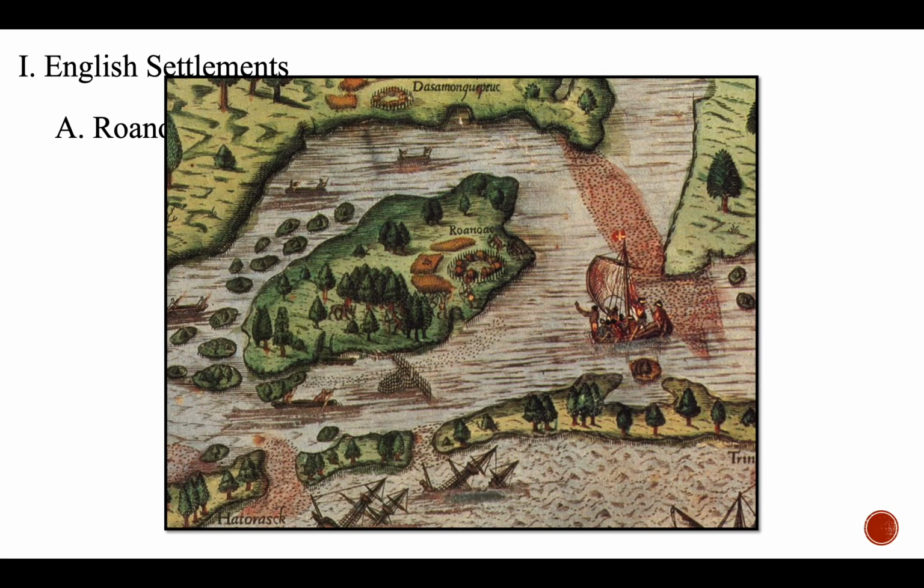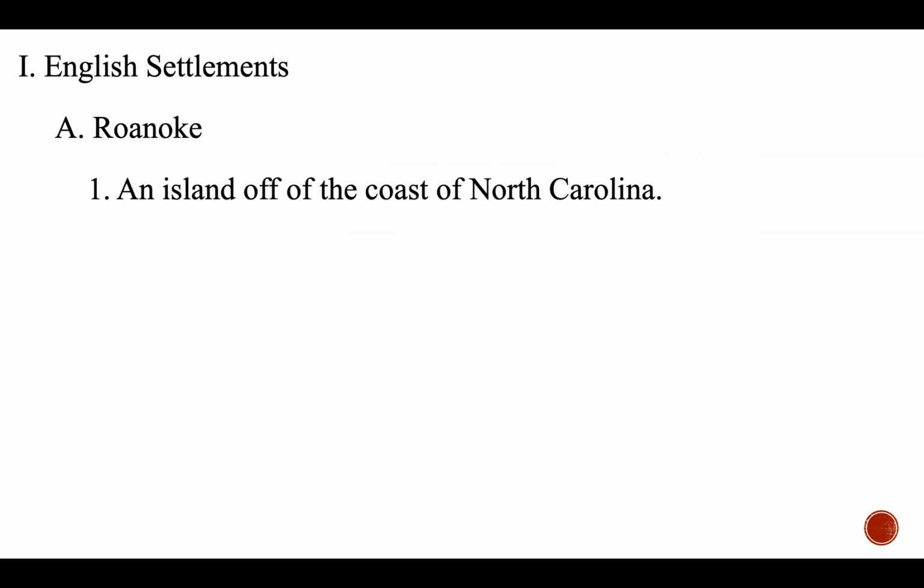All right, English settlements. So the English were behind when you compare them to the Spanish, which is what we talked about last chapter. The first attempt for the English to settle in North America was at Roanoke, which is located in the southeast. All right, it's a small island, and there's a drawing of the island at the time period. You're off the coast of North Carolina.